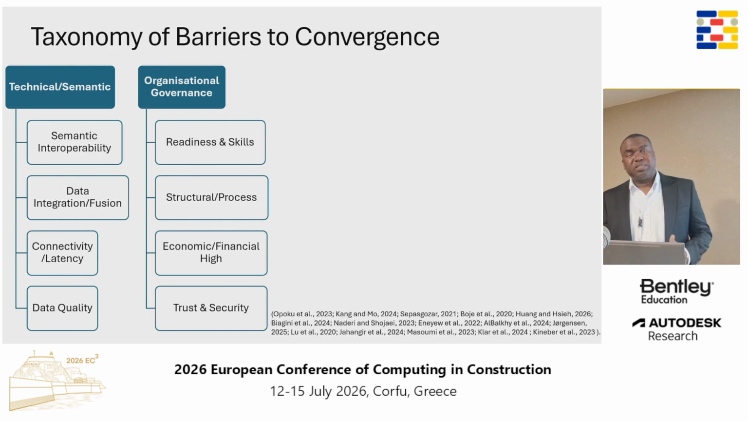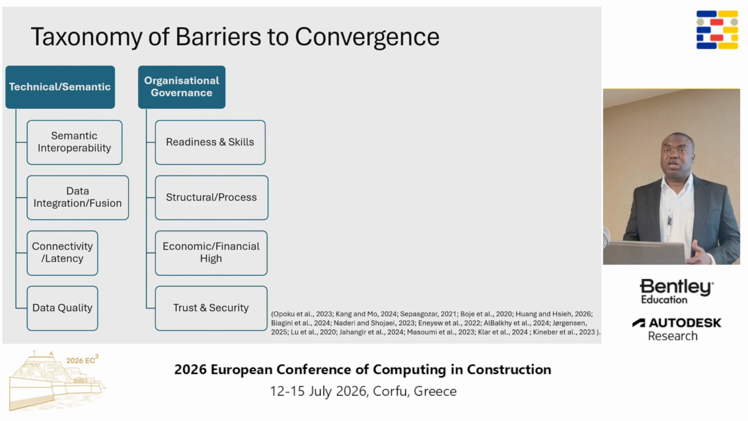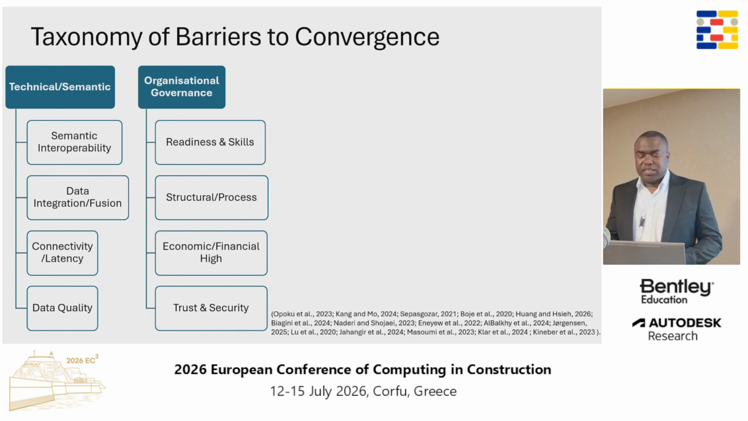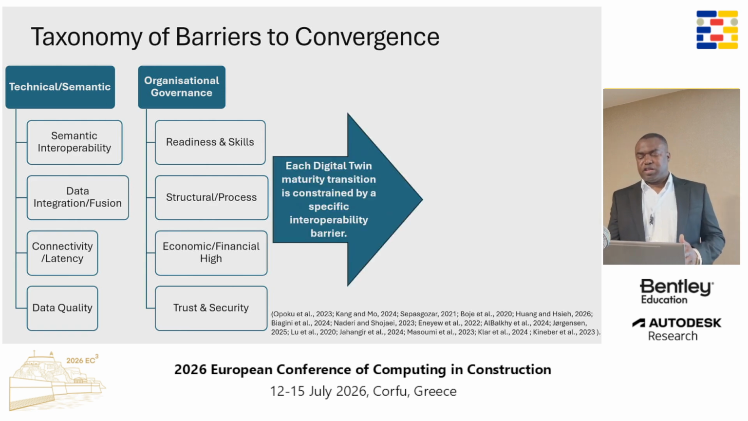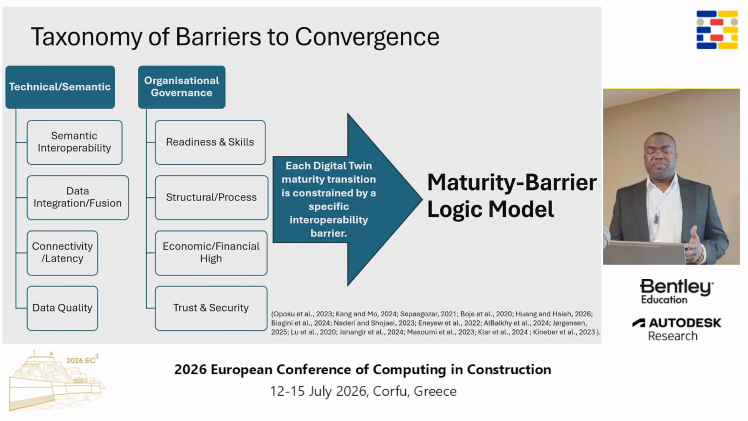One is on the technical side, from semantic interoperability, where systems can't interpret each other's data, through data integration challenges, connectivity and latency issues, to data quality problems. On the organizational side, we see skills gap, resistance to change, structural fragmentation, departmental silos, high CAPEX, unrealistic and unclear ROIs, and crucially, trust and security concerns over data ownership and AI decision making. The key insight here is that specific constraints impose each digital maturity barrier, and that's what brings about the maturity barrier logic model.